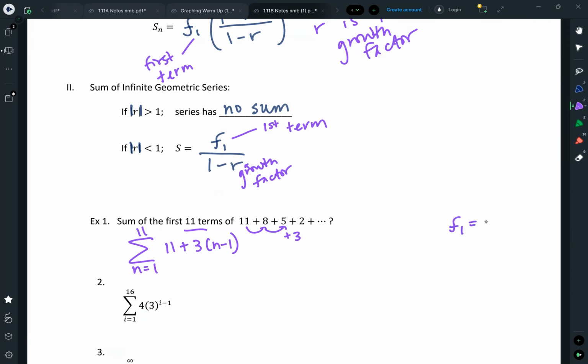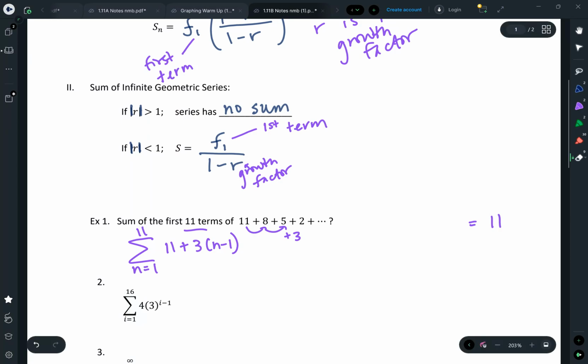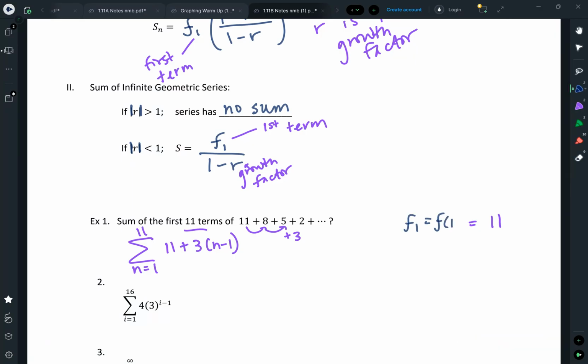So I have my first term. My first term is 11. My last term, that's where I really need this formula, right? So in order to use my formula and find the last term, let's go ahead and write over here f. I want to change my notation a little bit. So my first term ends up being f of 1, which is 11. My last term is going to be my f of 11, which is 11 plus 3 times 11 minus 1, that's 10.